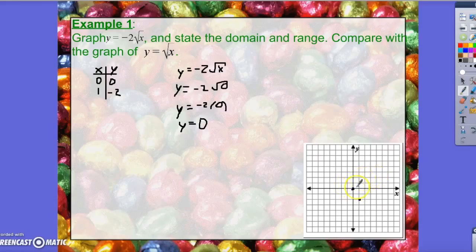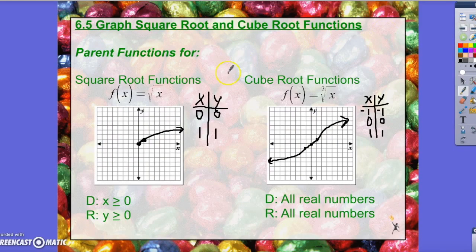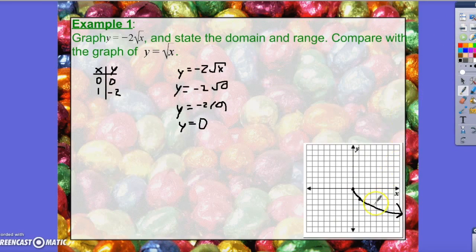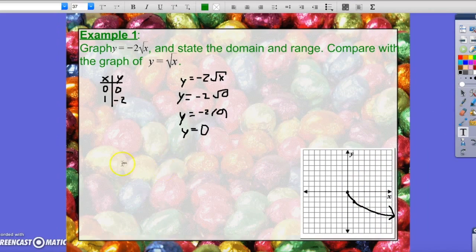Now remember how it curved this way before? Here it's going to curve like it flips almost. Something like this. It's our graph. Now if we go back for a second to compare it with the graph of y equals square root of x, do you see how this one curved up this way? If you look here, it looks a little narrower and it flipped down. So that's how it changes from the parent function.